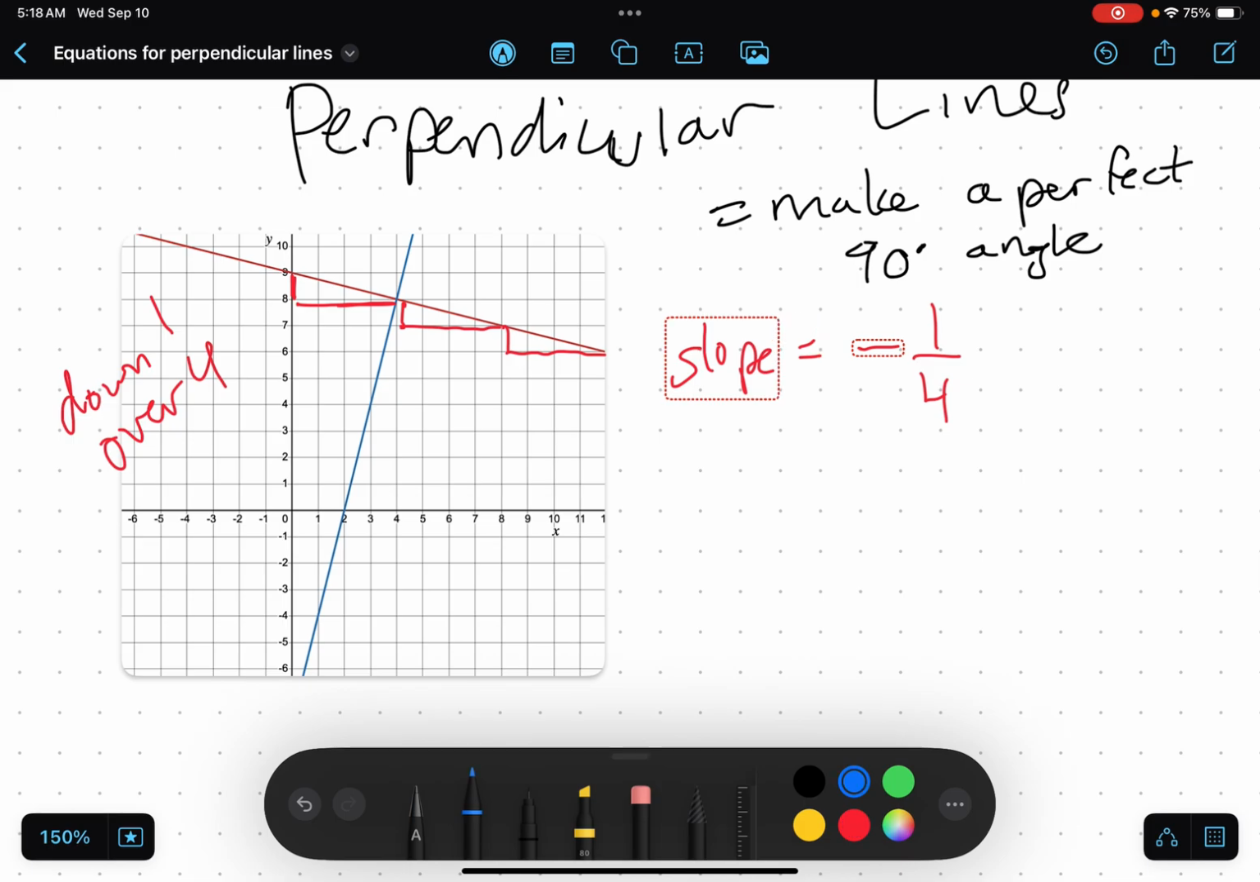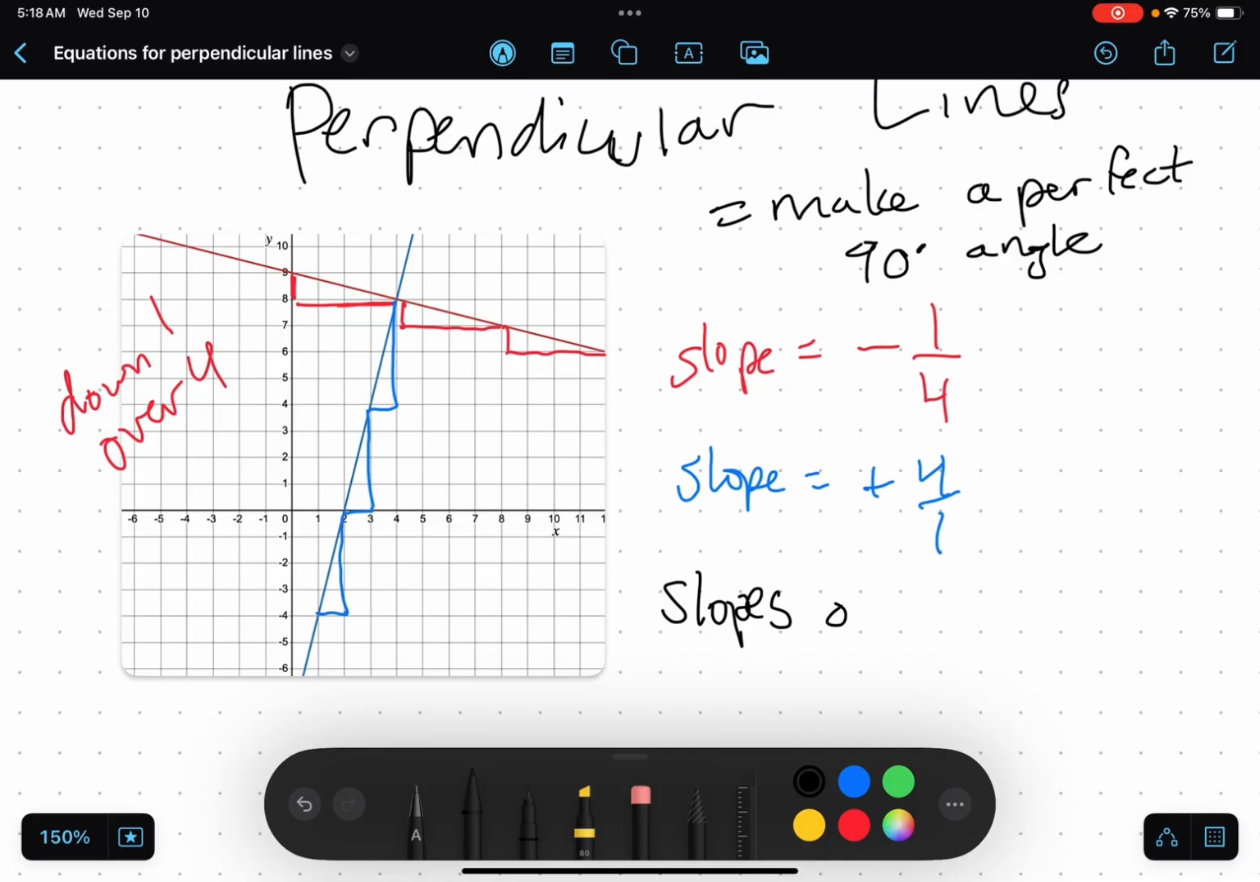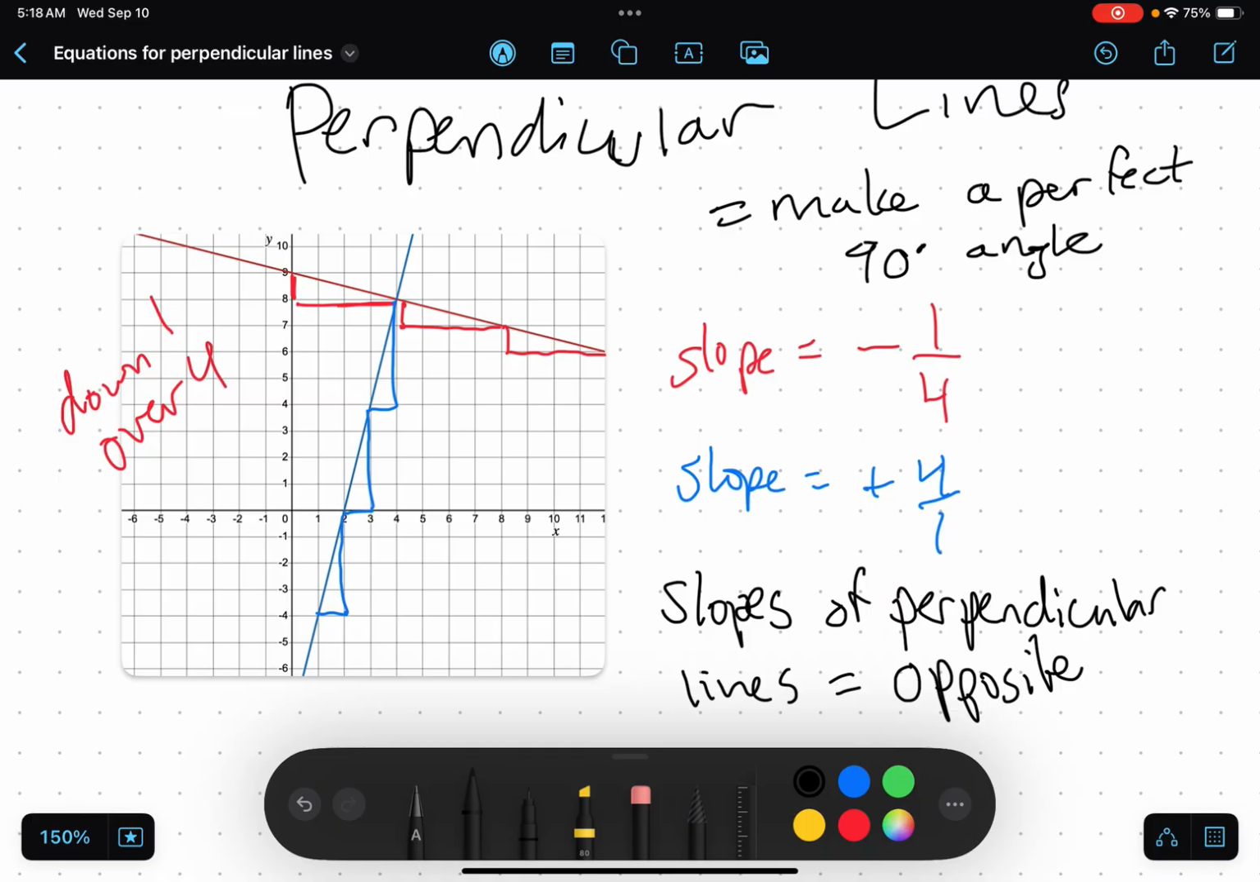So let's look at the slope ratio of my blue line. It's going over 1, up 4. So it's positive 4 over 1. So the important thing to remember from the previous video is the slopes of perpendicular lines are opposite reciprocals. The opposite means there's always going to be one that's positive and one that's negative, and the reciprocal means that we're going to flip the rise and the run.